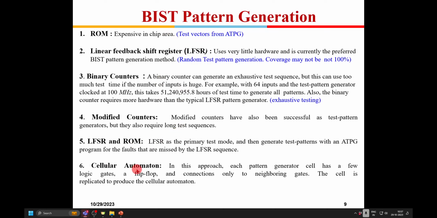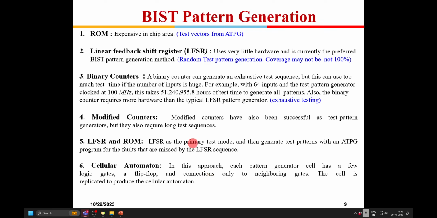And then you could have cellular automata, which means you divide the entire chip into small cells, and you could have a small pattern generator for each of those cells. So rather than having a centralized LFSR within the chip, you could have small pattern generators within the cells. So that is another approach.